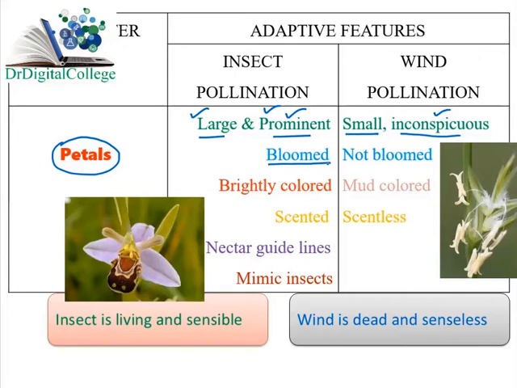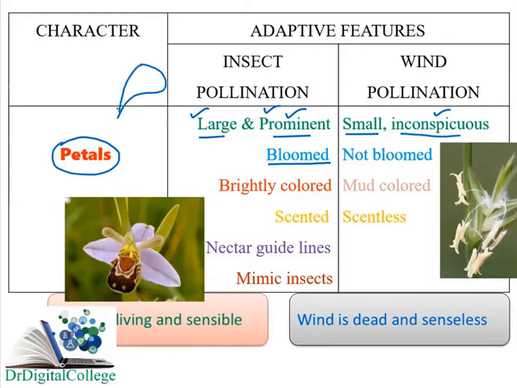Moreover, in the case of insect pollinating flowers, the petals will bloom, meaning the flower will bloom, and the petals will be opened like this. This is one petal, this is another petal, this is another petal. So the petals are bloomed. In the case of wind pollinating flowers, petals are not bloomed. They will remain closed. They will not be opened. Overall, this is the petal, and you can see it is not even bloomed.